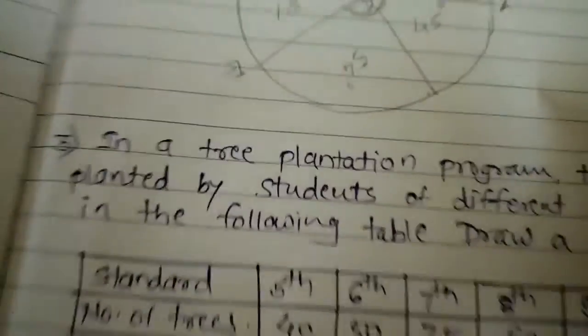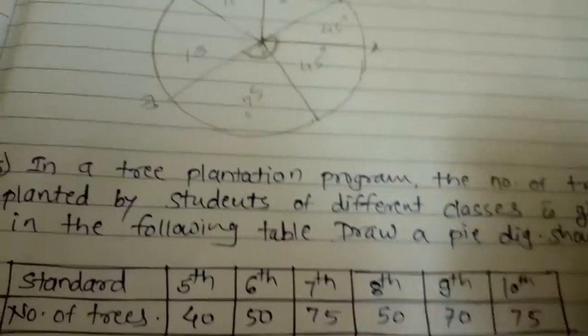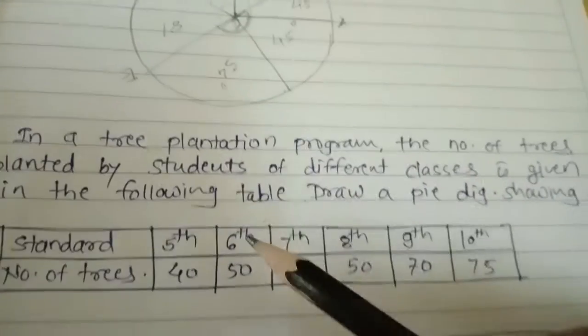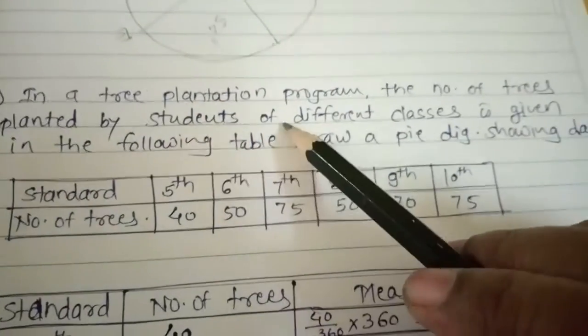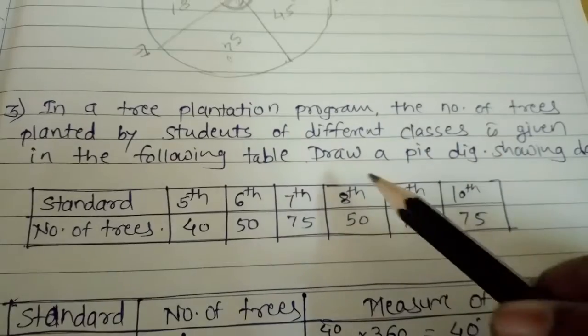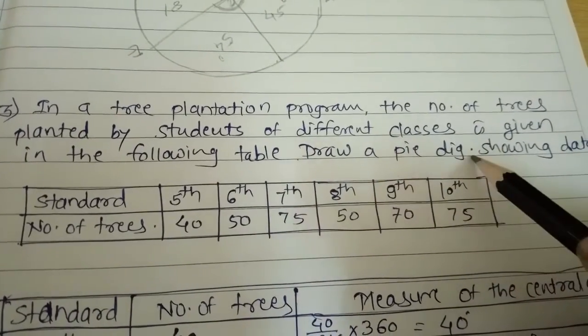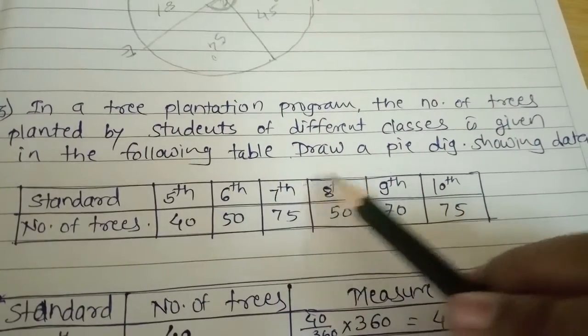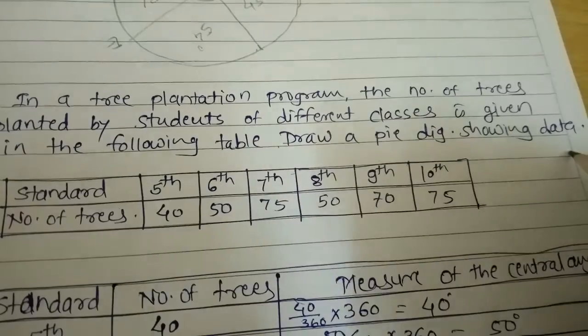Now see the next example. I am going to show you how to find out the angle. You have to draw the figure of this one, that is pie diagram. In a tree plantation program, the number of trees planted by students of different classes is given in the following table. Draw a pie diagram showing the data.